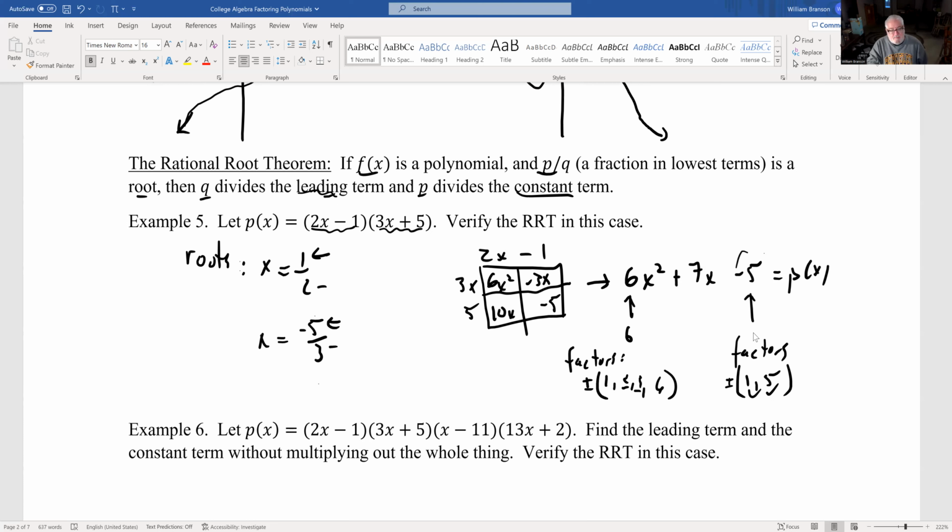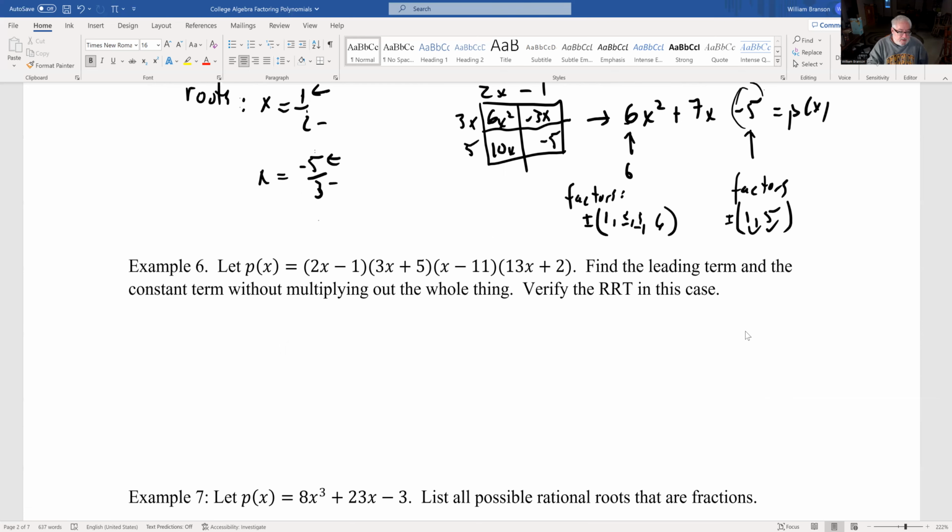And you can see why that happens, right? The denominators are the things that are multiplied by x in your factor. So 2x times 3x, that gives me the 6, right? And so when we solve this for x, the 2 and the 3 ended up on the bottom. The 1 and the 5, when we solve those for x, they ended up on the top, and they multiply together to give you the constant term.